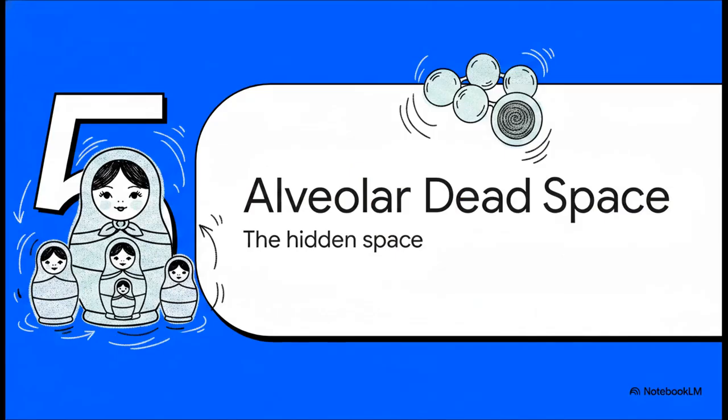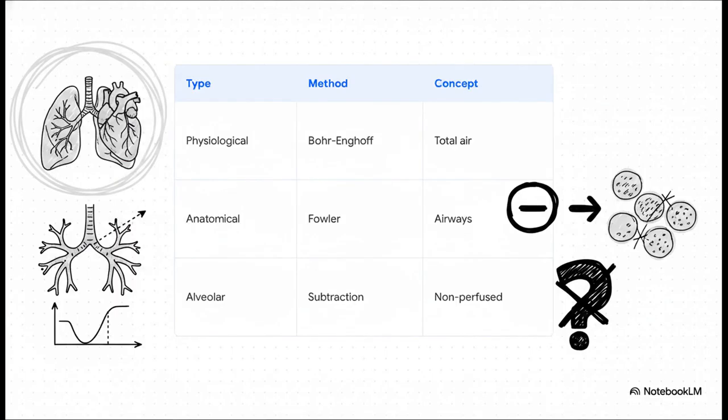Section 5. Calculating alveolar dead space. It is time to open our final Matryoshka doll and track down that hidden alveolar dead space. Bringing it all together now, we've got our total physiological dead space from the Bohr-Enghoff equation. We've got our physical, anatomical dead space from Fowler's nitrogen washout. So how do we find the alveolar dead space? Those specific alveoli that are getting plenty of air but no blood flow. We literally just do the math. We take Enghoff's total physiological space and subtract Fowler's anatomical space. The remainder is our alveolar dead space.